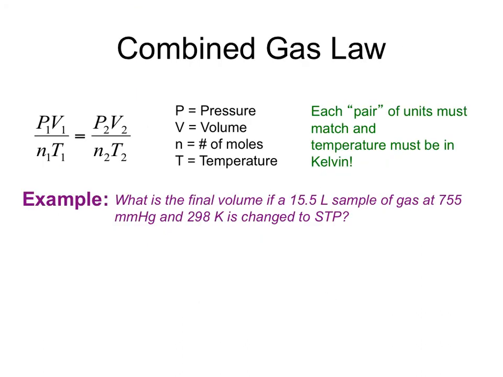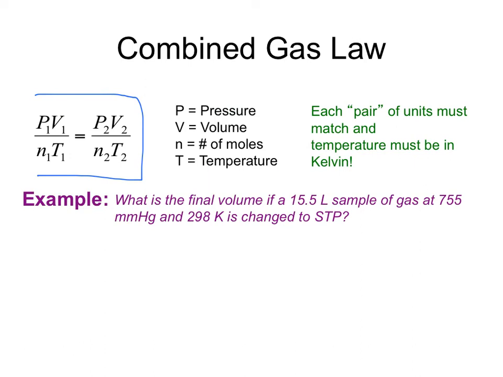The last of our before and after equations is the combined gas law, and you'll notice in this equation that all 4 variables are given to you. P1 times V1 over N1 times T1 equals P2 times V2 over N2 times T2. Each pair of units must match, and don't forget that the temperature unit has to be in Kelvin. So nothing is held constant here. All the variables are changing.